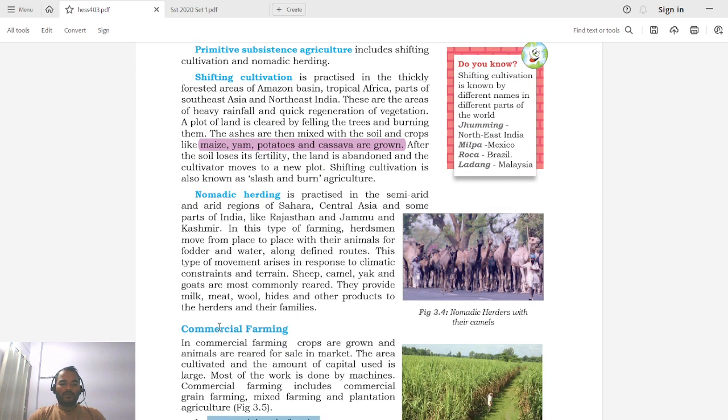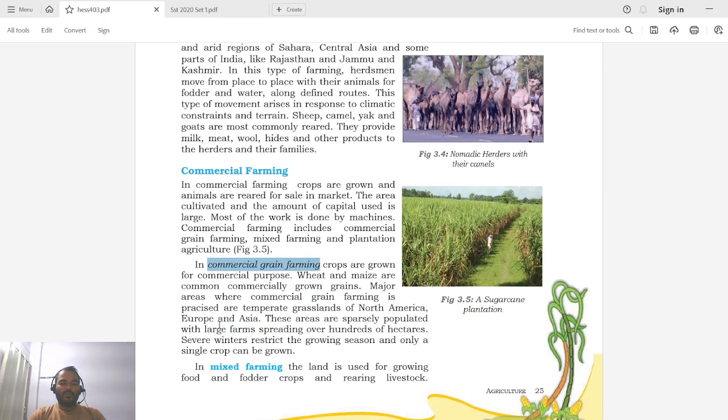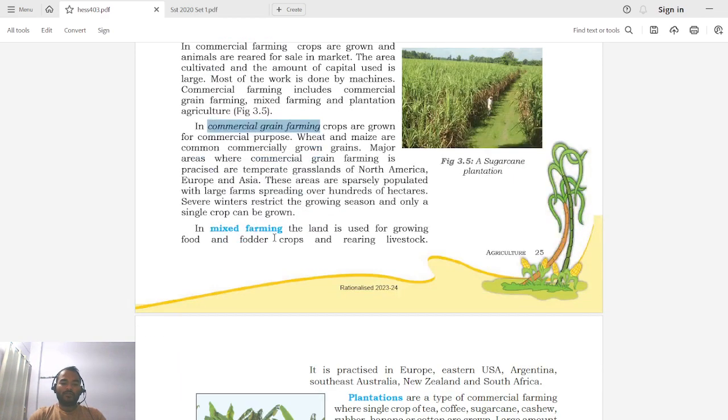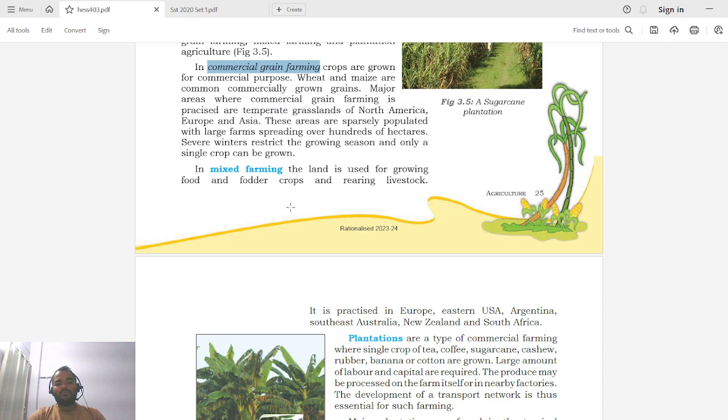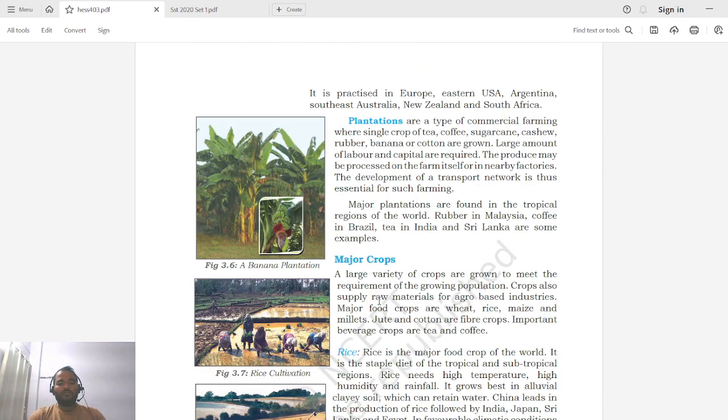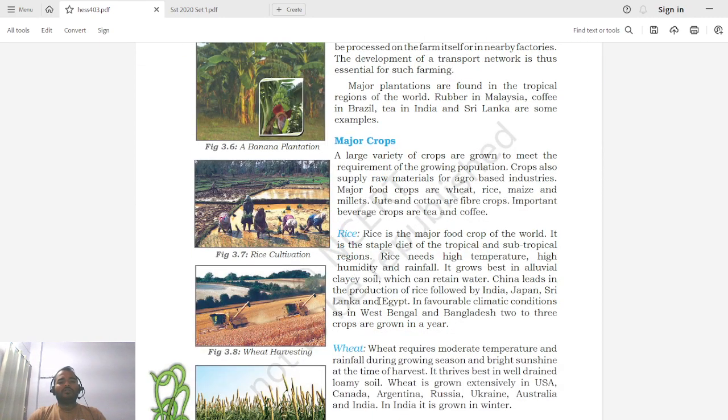Also we went through commercial farming and what are the different types of commercial farming. So we have seen mixed farming and plantation farming. So today in this class, that is lecture 2 of chapter 3 agriculture standard 8, let us start with major crops.